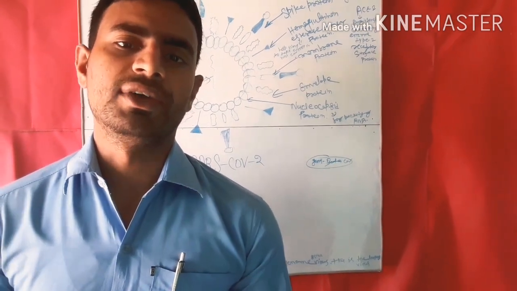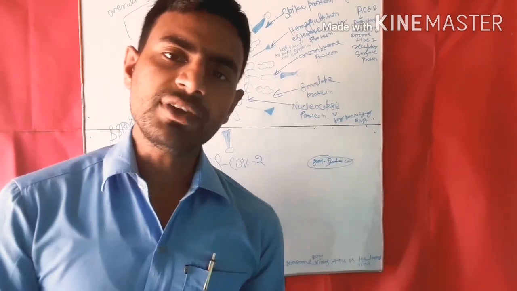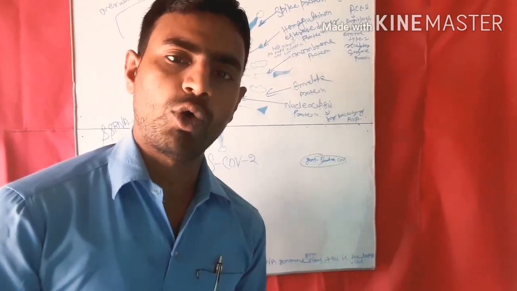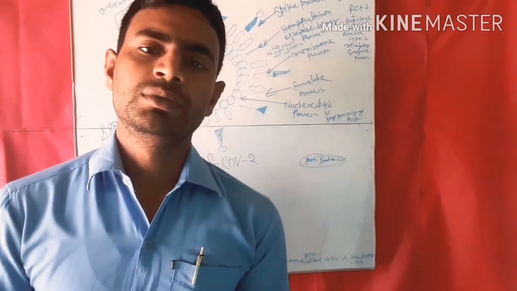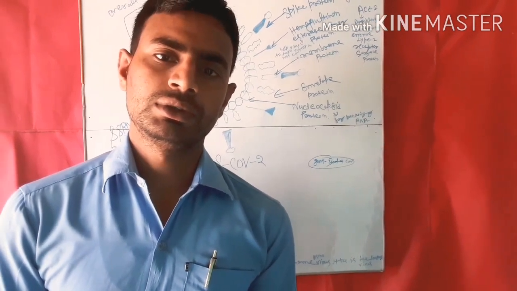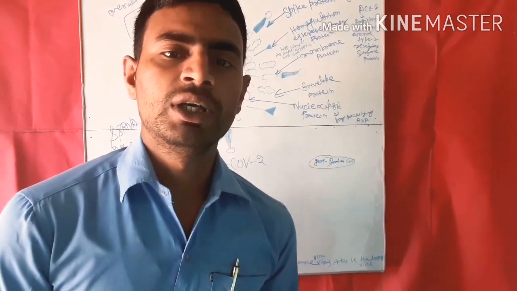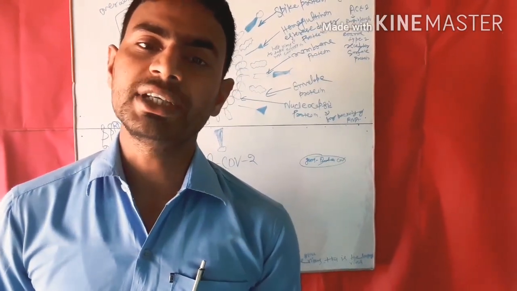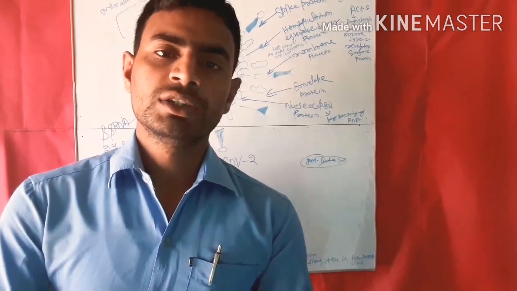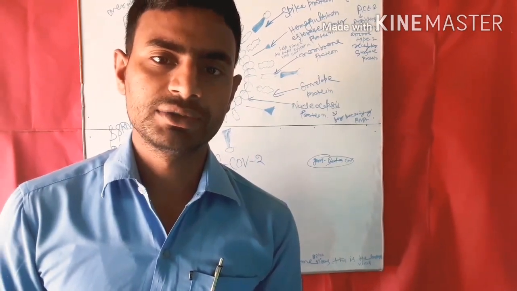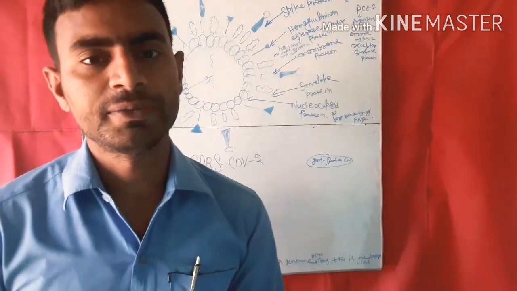Today is the second lecture of COVID-19. In the previous class, which was the first lecture on COVID-19, we discussed the general features and types of knowledge about COVID-19. Today we will cover the size of COVID-19, what type of picture it has, and why we are affected by COVID-19.